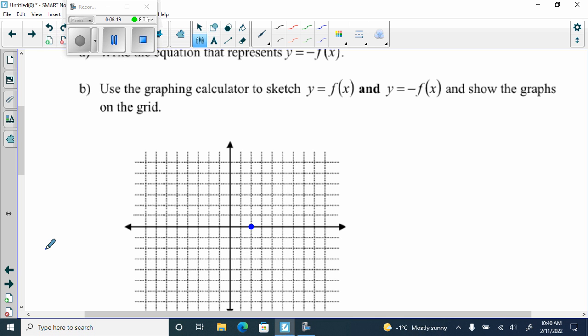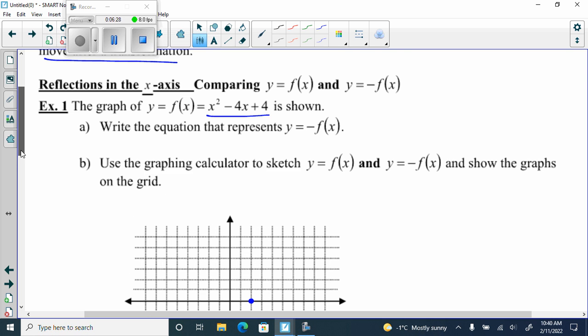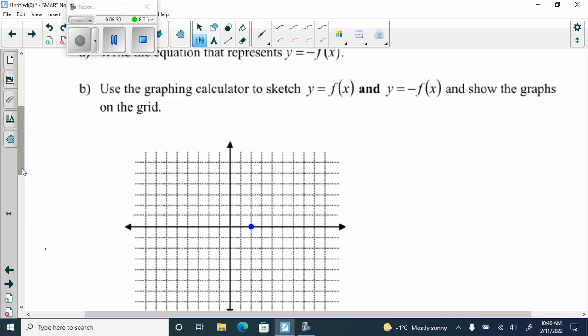It's not less than. Did I type it in wrong? X squared minus 4x plus 4. No, my minimum is right.